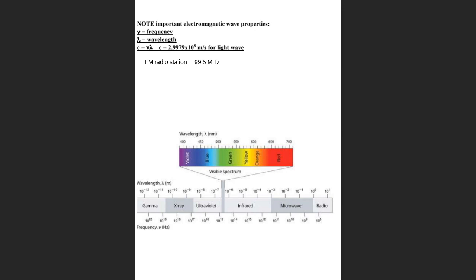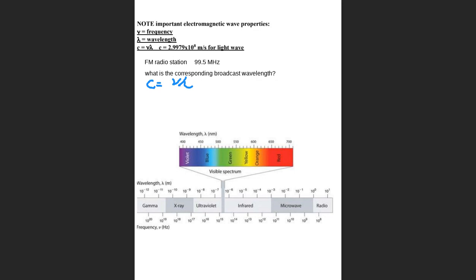At this point, and there are homework problems like this, you should be able to answer questions like, what is the corresponding broadcast wavelength? And speed is the product of frequency times wavelength, or C is nu times lambda.